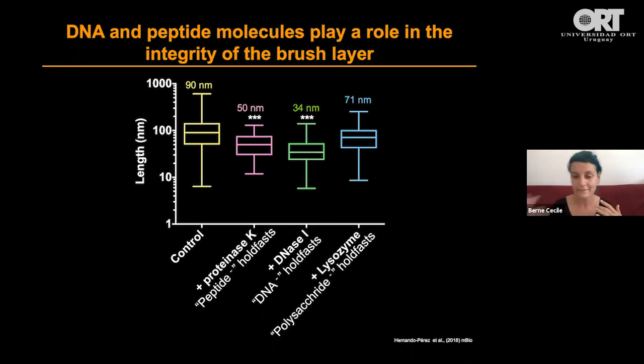And I've got other experiments that I don't have time to show you that show that, yes, the polysaccharides are actually part of the core of the holdfast and not present in the brush layer. However, when you treat your holdfast with proteinase or with DNase, you can see that you've got a reduction of the length of the brush layer. You also have a reduction in their density. I didn't have time to show you that. And so this makes us think that the brush layer is composed mainly of peptide and DNA molecules, and maybe of something else that we didn't find yet, but this is it.